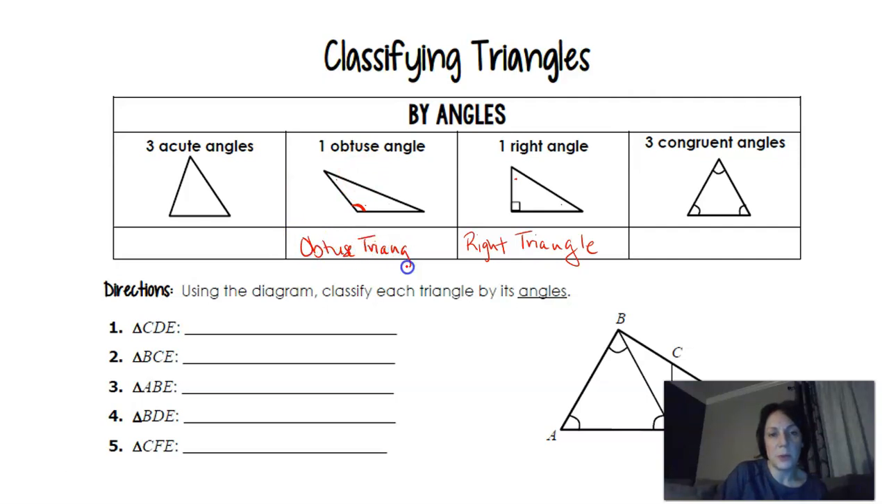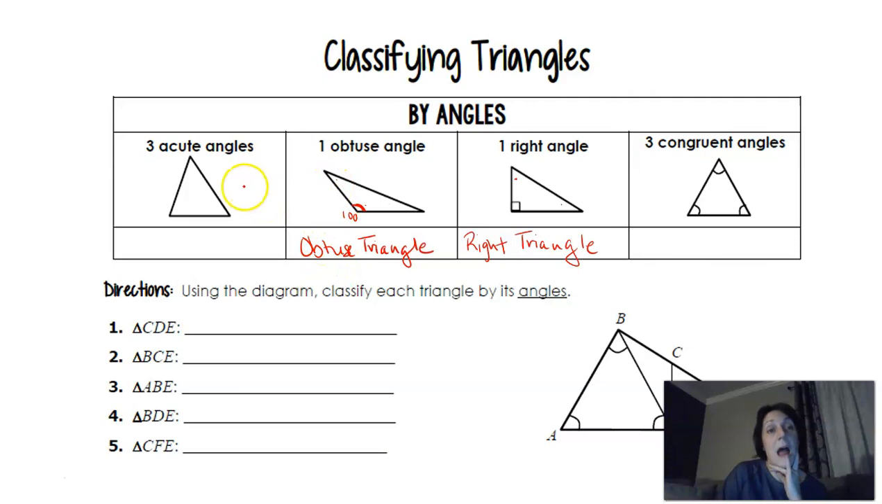Now, why only just one? Well, if there's only 180 degrees to be had, if one angle is already bigger than 90, let's say this angle is 100 degrees. If this is 100, then that means there's only 80 to split between these two angles. So we know for a fact these will be acute angles over here. So in an obtuse triangle, you're only ever going to have one obtuse angle.